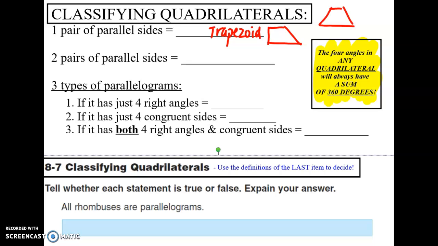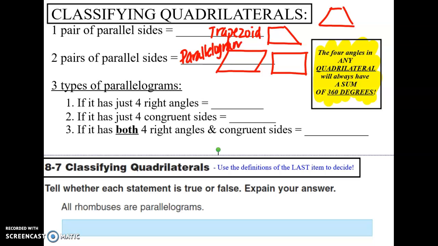Two pairs of parallel sides. Okay, so I've got a pair of parallel sides here. I've got a pair of parallel sides here. It could look like this, parallel and parallel. Opposite sides are parallel, opposite sides are congruent. That would be a parallelogram.